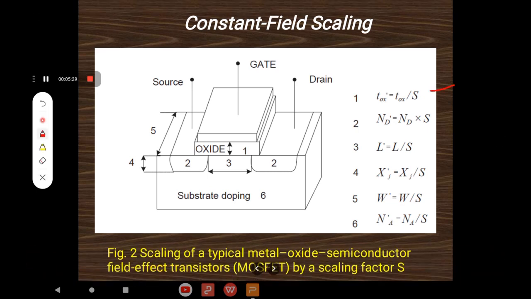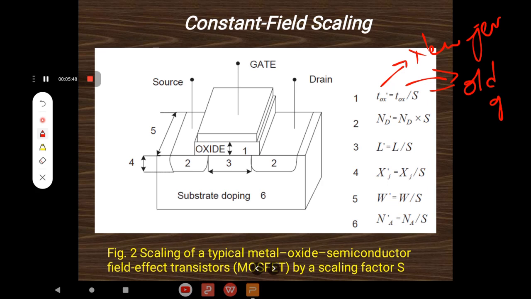So TOX' is nothing but the new generation, and TOX represents the old generation. That is a very important consideration. So based on that we can represent this.